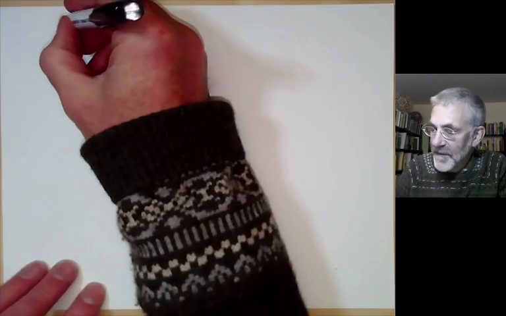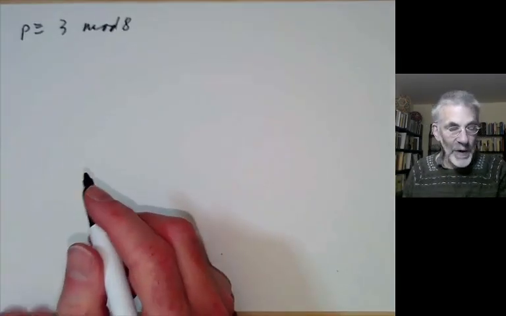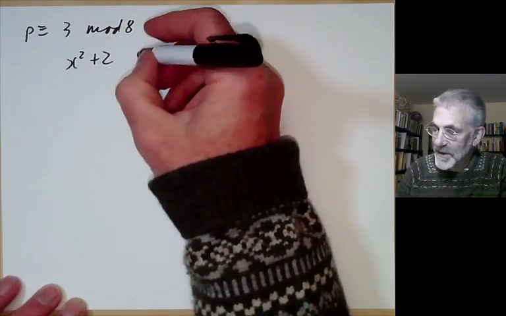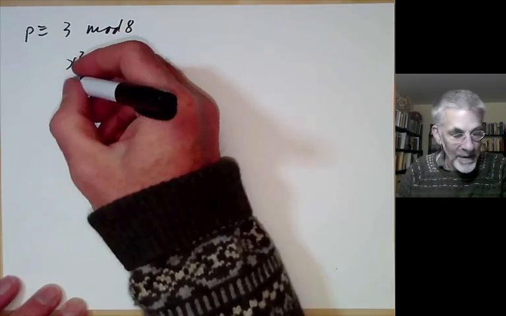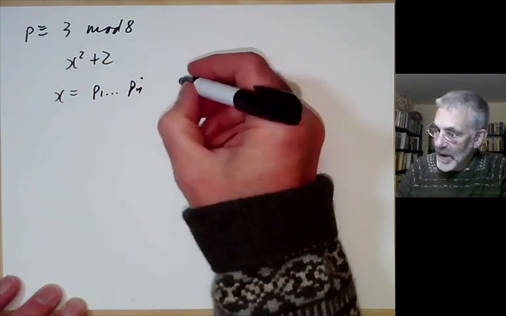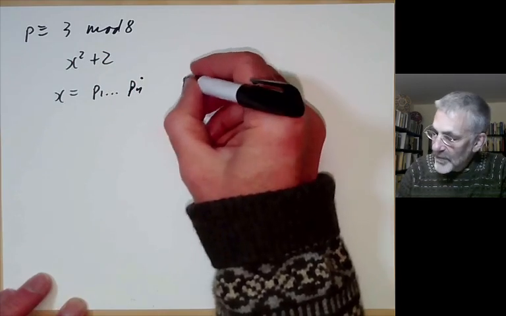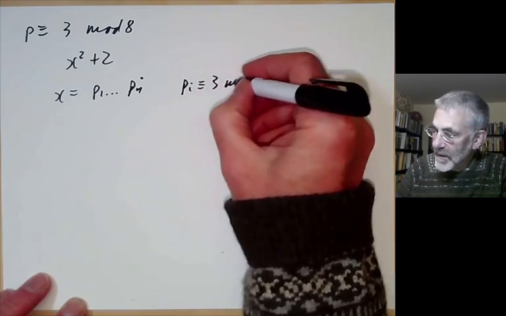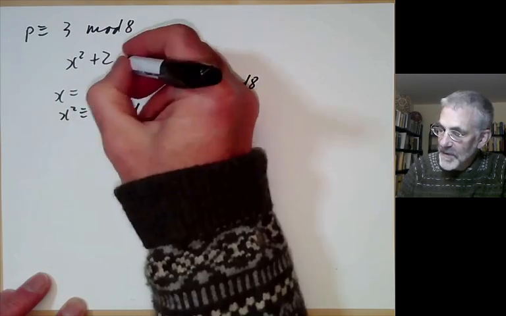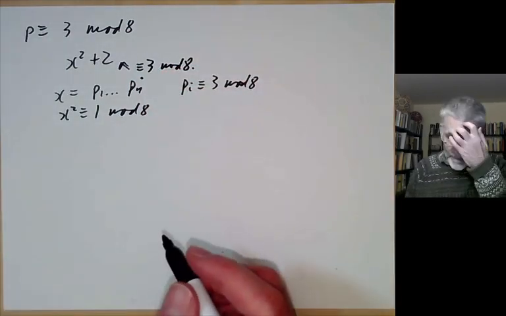Now let's try and show there are infinitely many primes that are 3 mod 8. Well, this is quite similar. All we do is we look at prime factors of x squared plus 2, and we notice that if we take x to be p1 up to pn, where all the pi's are congruent to 3 mod 8, then x squared is going to be congruent to 1 mod 8. So this thing will be congruent to 3 mod 8.